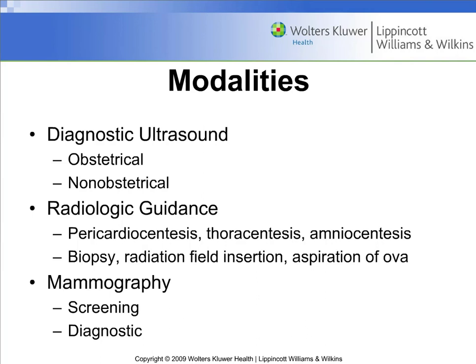Of course, with the amniocentesis, those centesis procedures are withdrawing fluid. So the pericardiocentesis is withdrawing fluid from the sac that surrounds the heart, if you will. Thoracentesis is in the thorax area of your body where you're withdrawing fluid, and amniocentesis is where you're going into the amnio sac of a pregnant woman and withdrawing fluid.